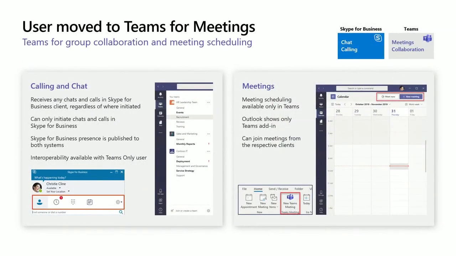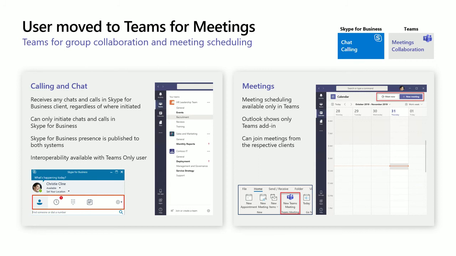This is what it looks like. On the left, you can see the calling and chat experience. That's all driven by Skype. Any chats, any calls land in the Skype for Business client. Doesn't matter if it's coming from inside your org, outside your org, PSTN, doesn't matter. All lands in Skype. The user can only initiate chats and calls in Skype. There's no chat app. There's no calls app inside of Teams. So the user has a very predictable experience. I know exactly where I need to go to do chat and calling. I go into Skype for Business.